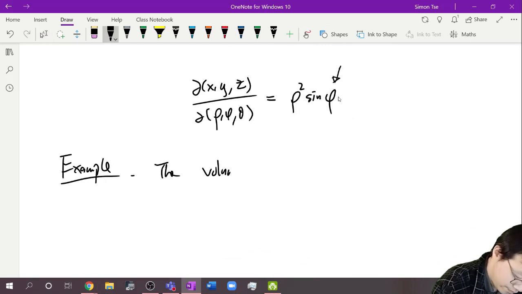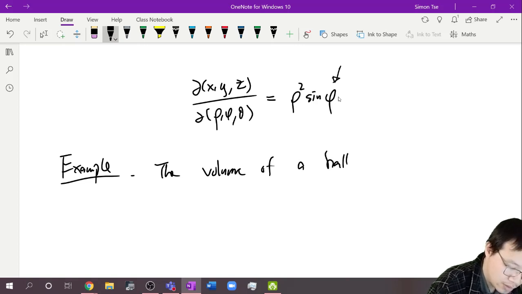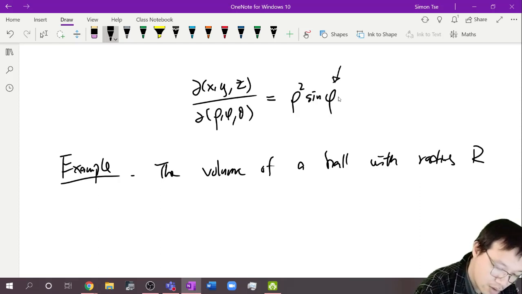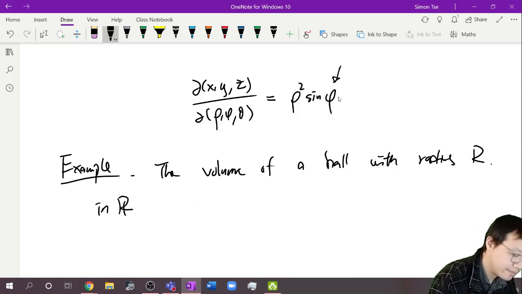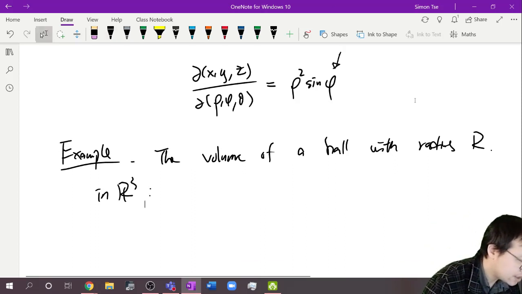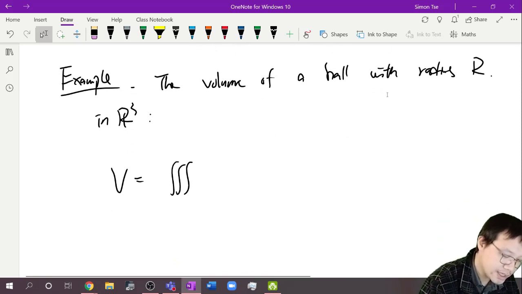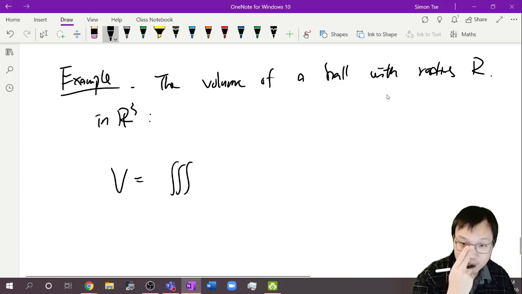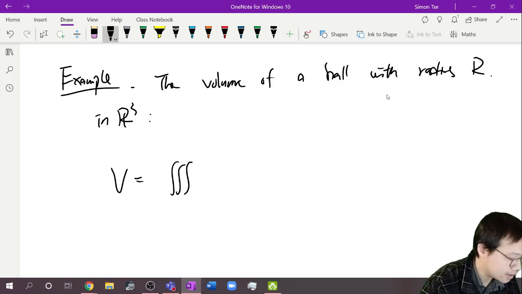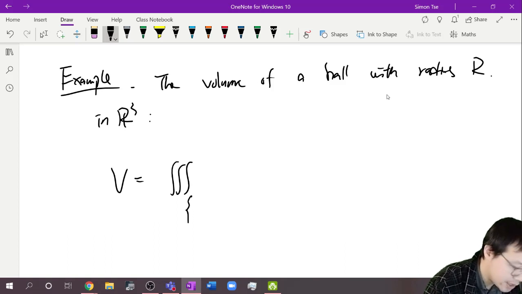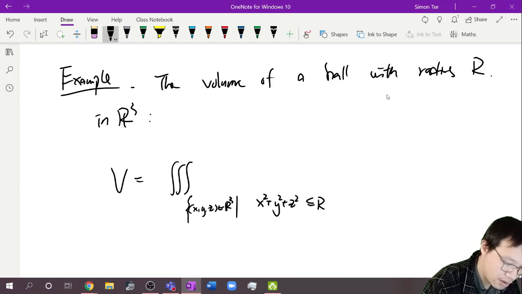The volume of a ball with radius capital R, and this is now in 3 dimensions. If we want to calculate that, the volume is going to be the triple integral over the region E in R3 space, which tells you where the points of the ball are. I'll just skip the letter E and simply write the equation. So x, y, z is in R3 such that x squared plus y squared plus z squared is less than or equal to R squared.